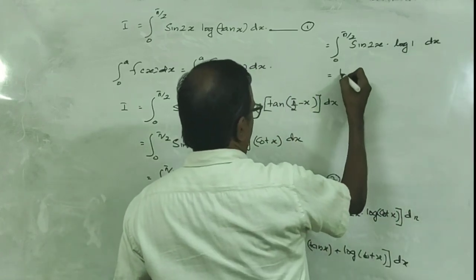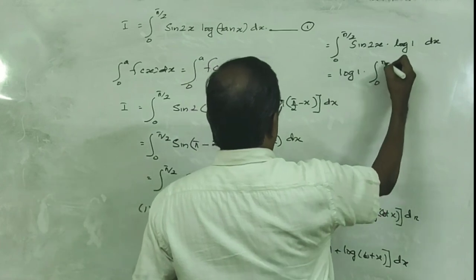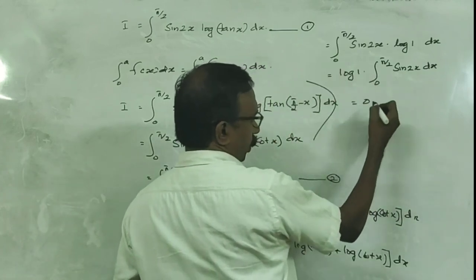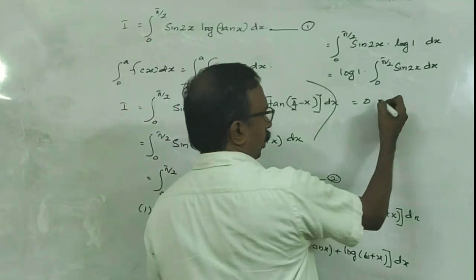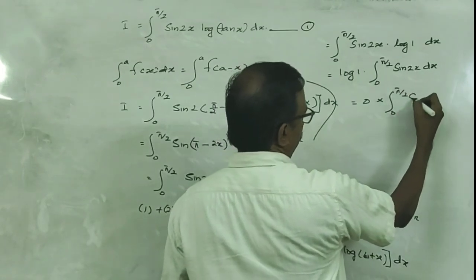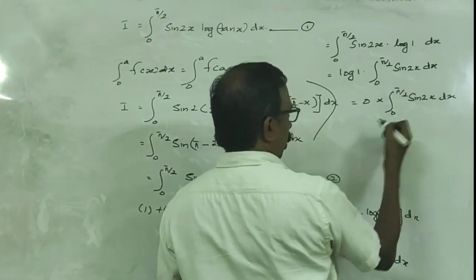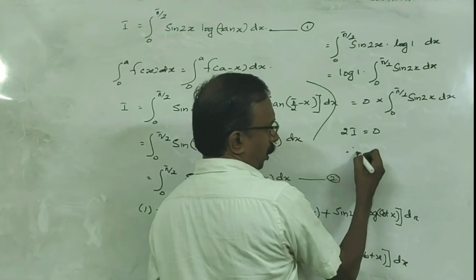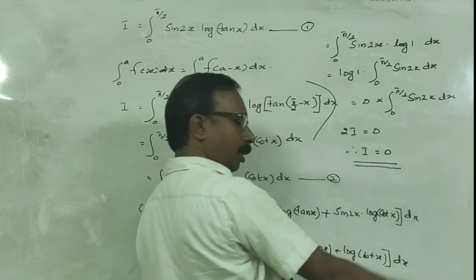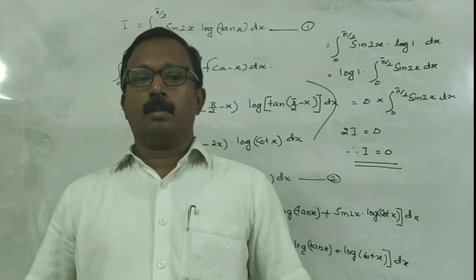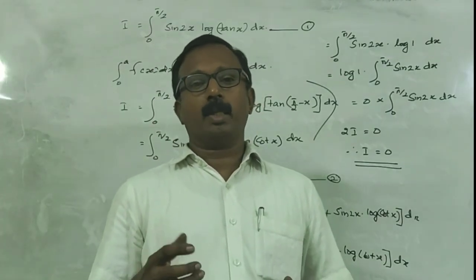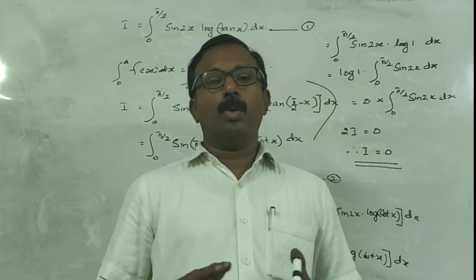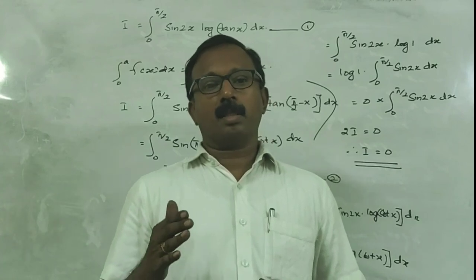Now log 1 is a constant, log 1 into integral 0 to pi by 2 sin 2x into dx. The value of log 1 is 0. Log 1 is 0, 0 into integral 0 to pi by 2 sin 2x into dx. 0 into any number is equal to 0, so 2I is equal to 0. Therefore, I is equal to 0. The value of this integral is 0, isn't it? This property will have so many questions, so practice all questions. It is important for all CBSE, that is state CBSE and ISC.